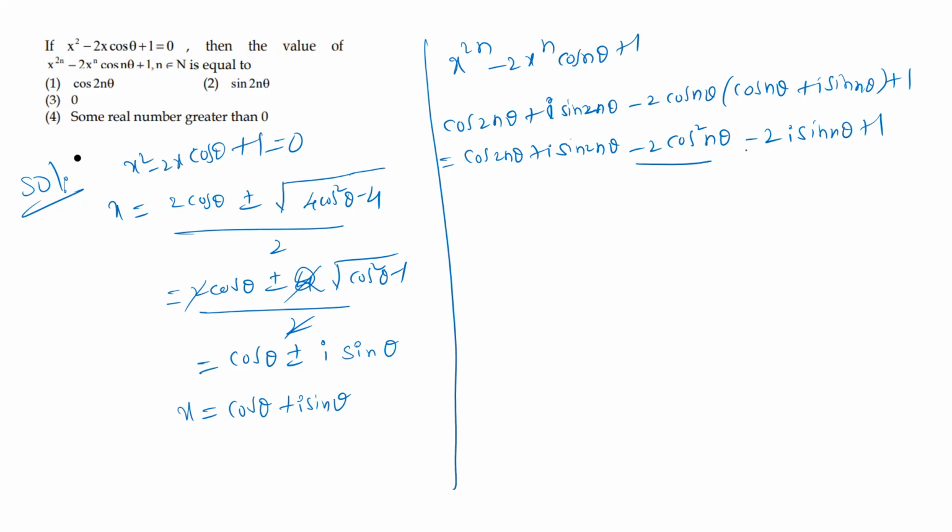Here, all real parts. Real parts means what here? This is cos 2 theta, in terms of only cos, what formula? 2 cos square n theta minus 1. This negative and positive cancel. Remaining minus 2 cos square n theta plus 1. Now minus 1 plus 1, minus 2 cos square plus 2 cos square, total 0. Third option is correct. Next.